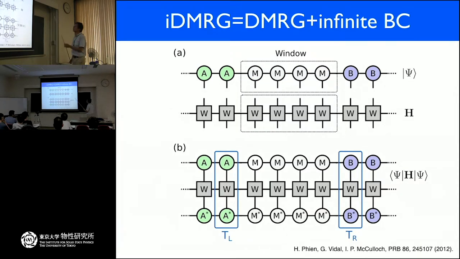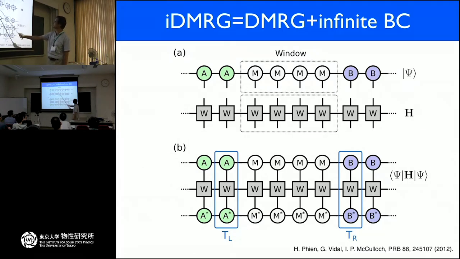So this idea, proposed by Ian McCulloch, is basically a modification of Steve White's original infinite size DMRG, but the idea is basically you can just have a window of matrices, and then you apply your Hamiltonian and optimize this window until it converges, and then you push it out. You push it out, and you keep doing this.